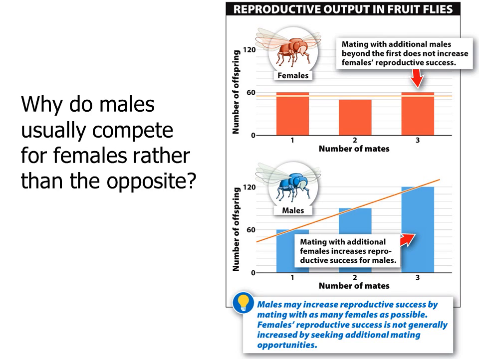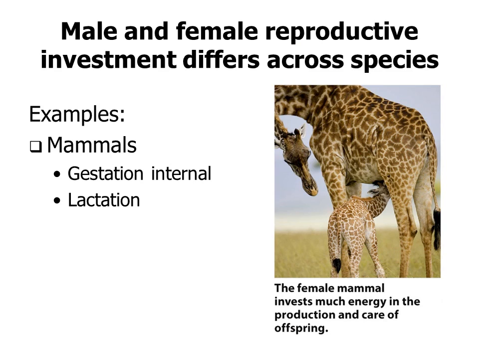So why do males usually compete for females rather than the opposite? Well, it has to do with how many offspring males versus females can have. Obviously, females are more limited than males. So their evolved strategy is to put a lot of effort and time into each offspring, whereas the males are just going to keep trying to have as many offspring as possible. But that isn't true of all species. It's very true with mammals.